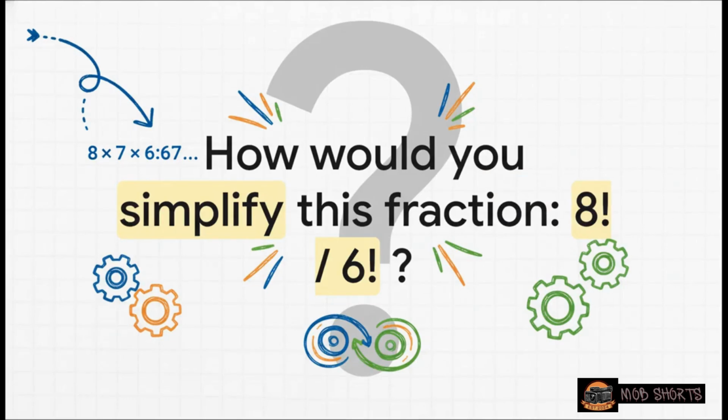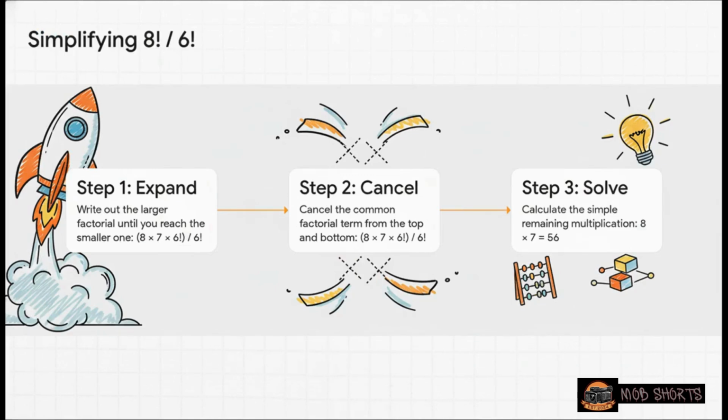8 factorial divided by 6 factorial. Your first thought might be to start calculating 8 times 7 times 6 and so on. But stop, there is a much more elegant way to solve this. So here's the trick. First, we expand the bigger factorial, which is 8 factorial. But, and this is the clever part, we only expand it until we reach the smaller one, 6 factorial.